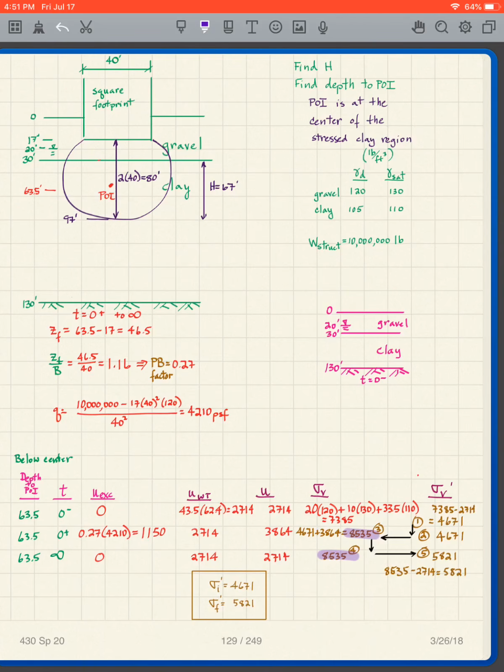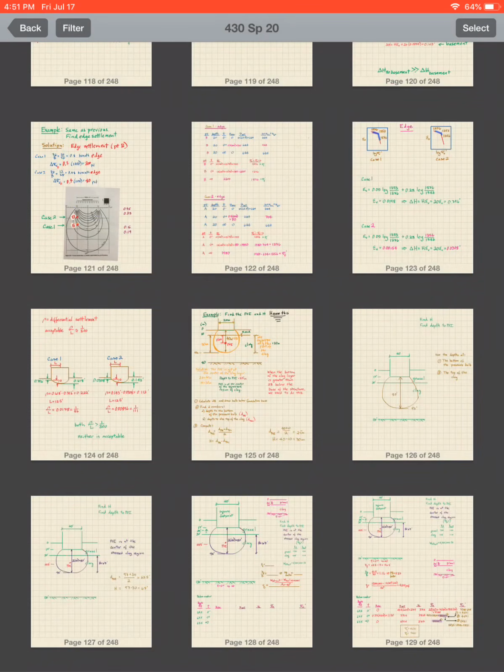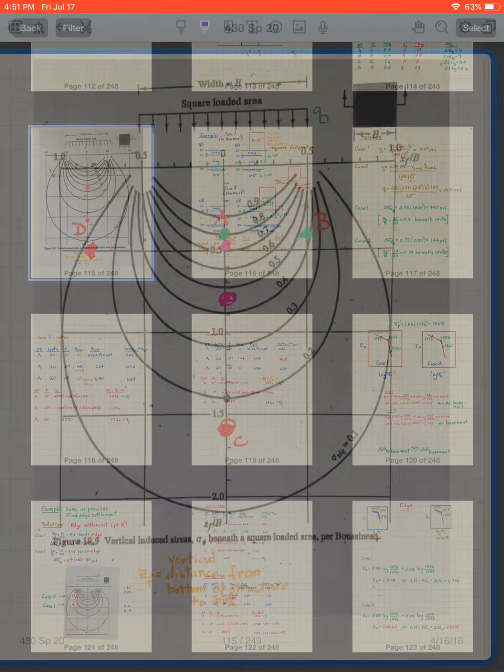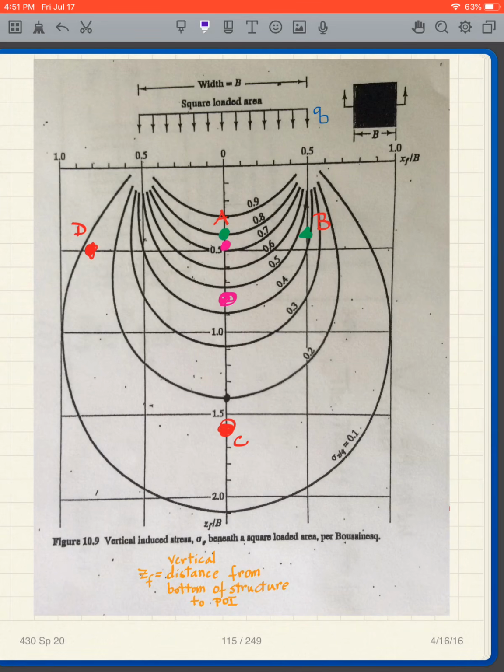So what do I get for my pressure bulb factor? 1.16, I get a pressure bulb factor of 0.27. How does that come about? So 1.16 is what you have to remember. 1.16 is about in here somewhere. And what is it? It's between 0.2 and 0.3. So, I don't know, about 0.26, 0.27, something like that. Again, it's approximate, so.